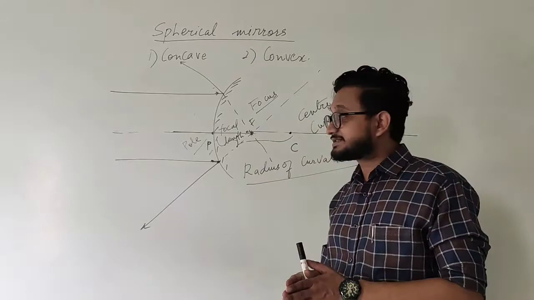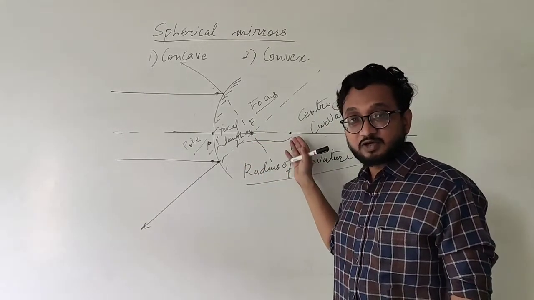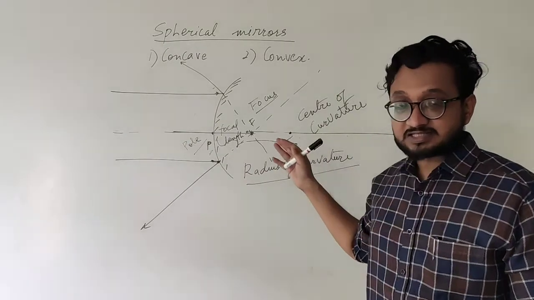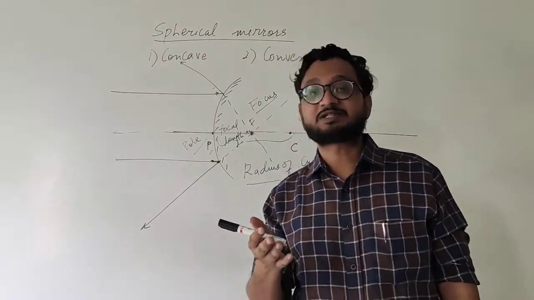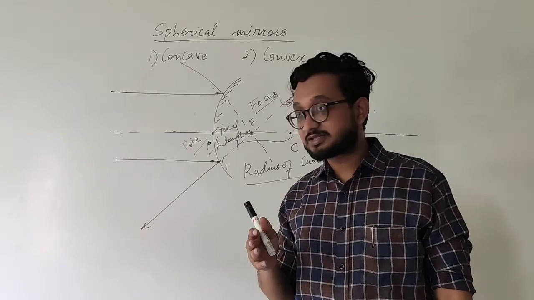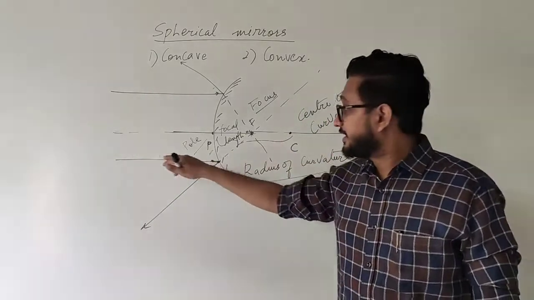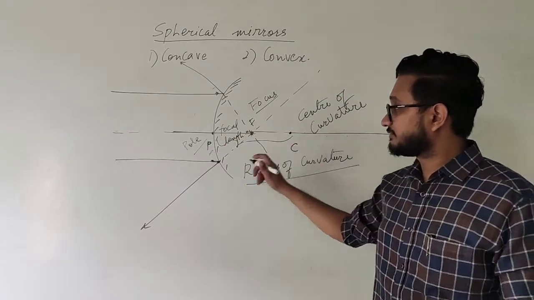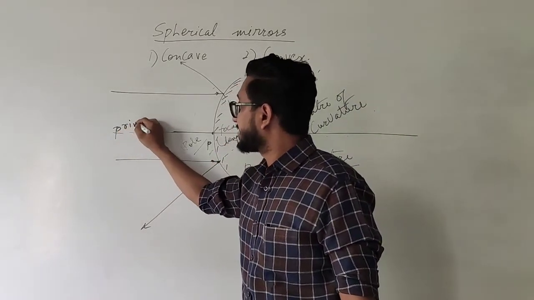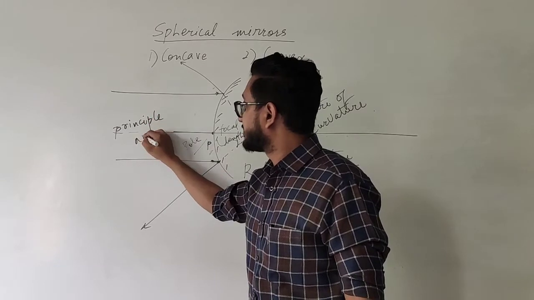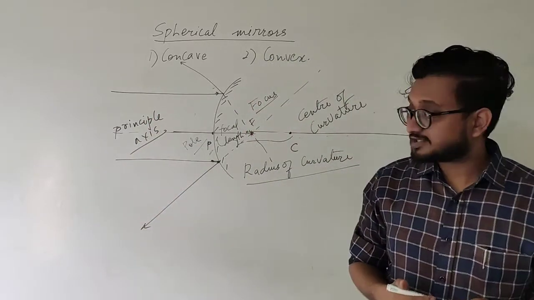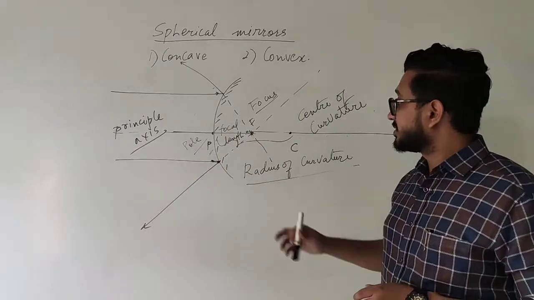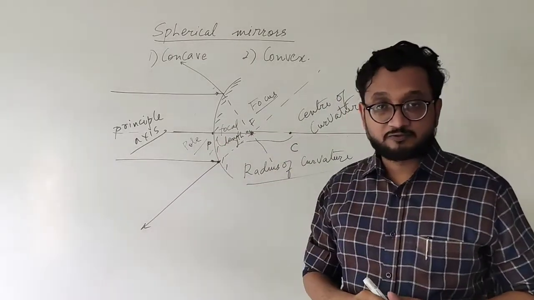But in both the cases, we have focus point, center of curvature, pole. Pole is the center of the mirror. Center of curvature C is the center of this whole sphere, which is imaginary. Okay, you have to imagine it, it is not located. Okay, and the line which is passing through pole and center of curvature is called principal axis. Principal axis. The distance between pole and center of curvature is called radius of curvature. Distance between focus and pole is called focal length.